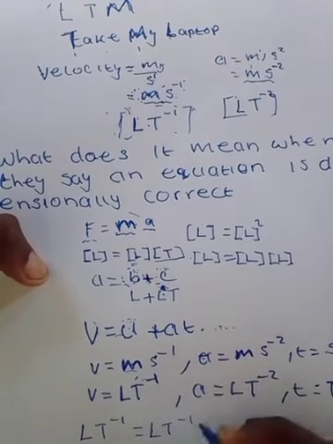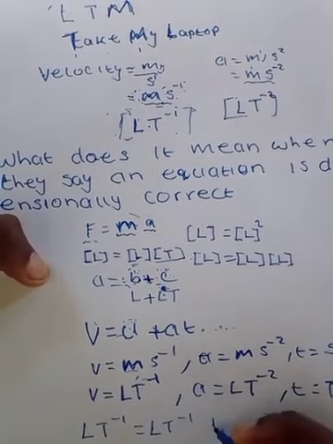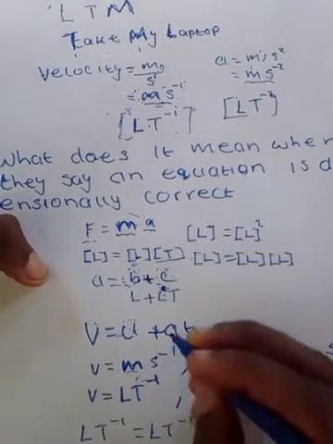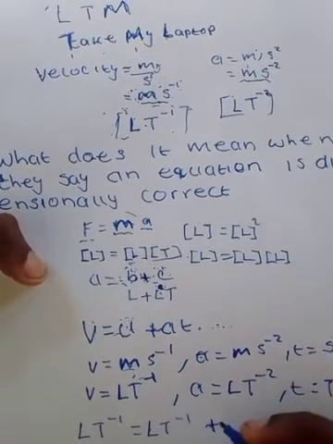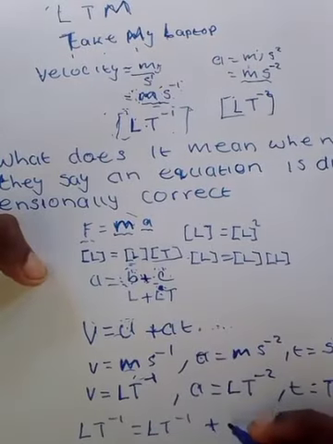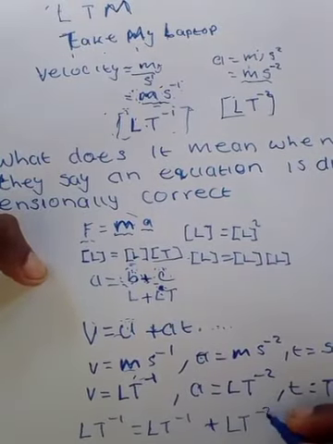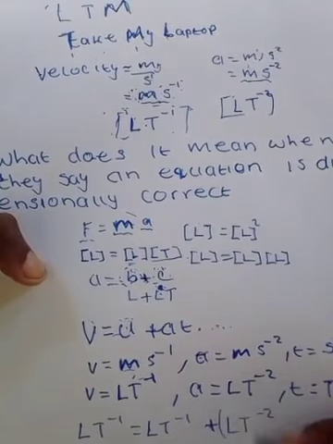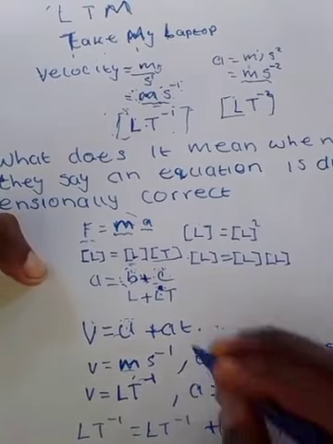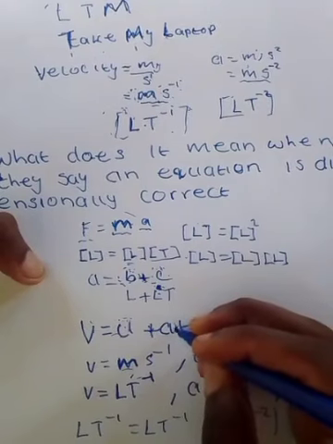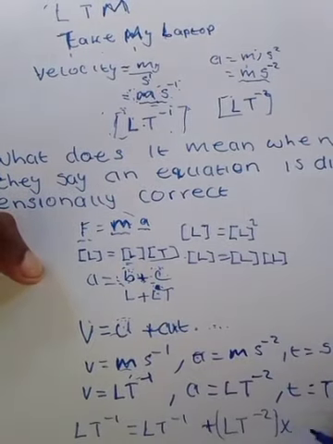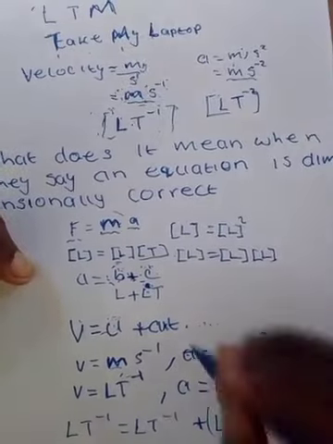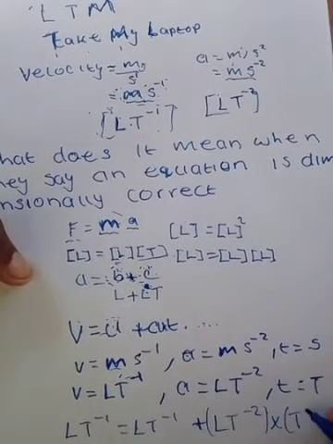Okay, and you're going to say plus a, and where there is acceleration, you're going to say LT. Okay, so you have acceleration being multiplied. Here it's like there's a times a. Okay, there's like a times the dimension for time, which is t.